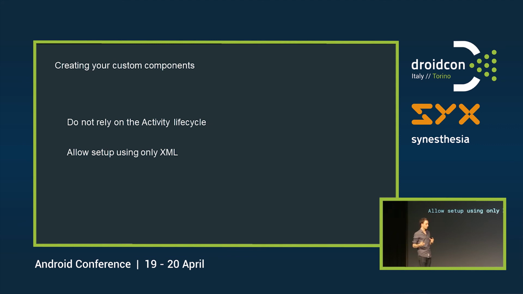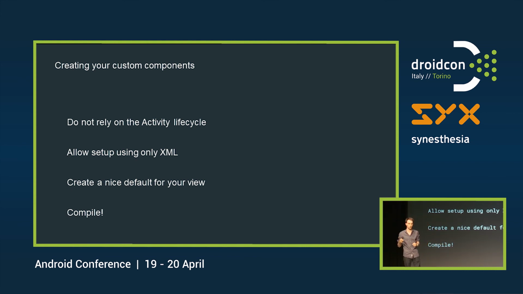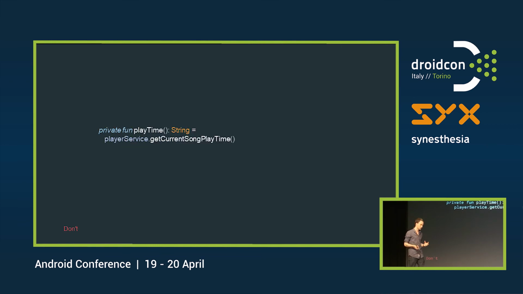So as I was saying, don't rely on the lifecycle and use attributes that you can pass through XML. But you can do even more. You can create some defaults in your custom view, and for these defaults to be applied, you need to not forget to compile it, otherwise the layout editor won't know about them. When I'm talking about defaults, in that case, for example, we have playtime that delegates the call to a service. The service won't be called. It won't even be created at render time. So it will cause a null pointer exception within the layout editor, and we don't want that.